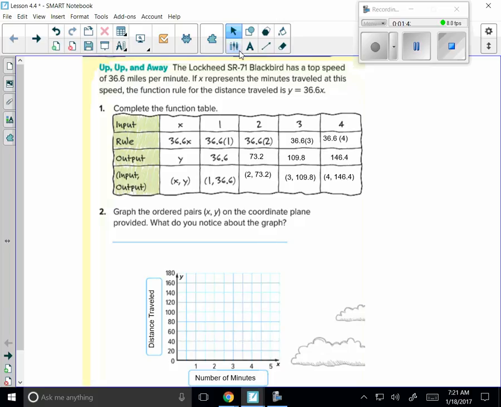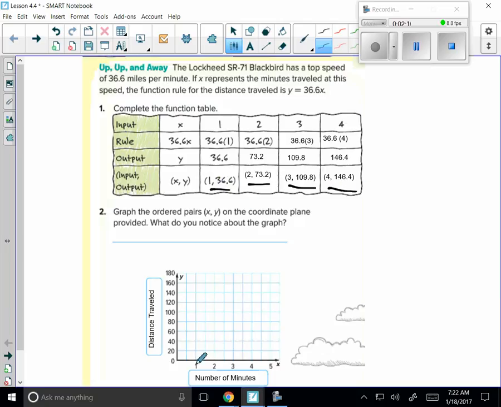Now on number 2, it asked me to graph them, so I'm going to go ahead and quickly graph. I already have these labeled, and the reason I know that x represents number of minutes is because of my input up here, I'm going 1, 2, 3, 4. Well, those numbers are all of the minutes. Now the output y, the 36.6, 73.2, and so on, those are my distance traveled. So I'm going to end up using these ordered pairs to make my graph.